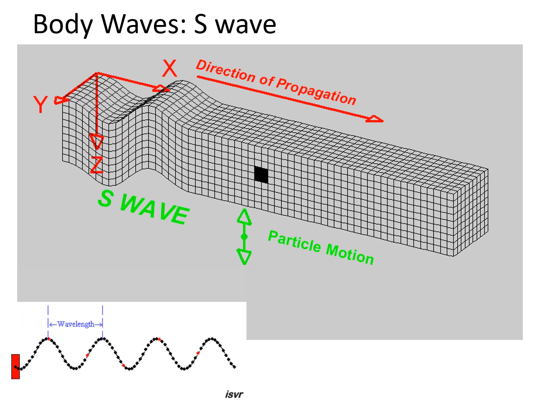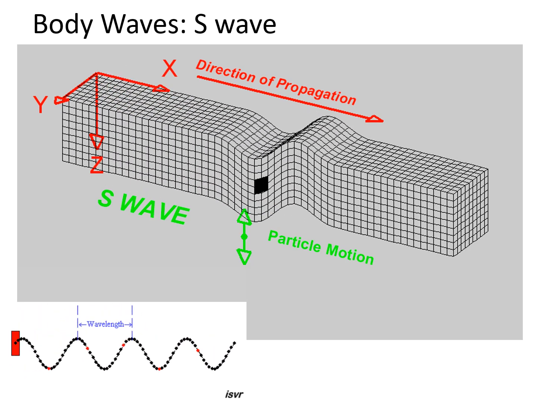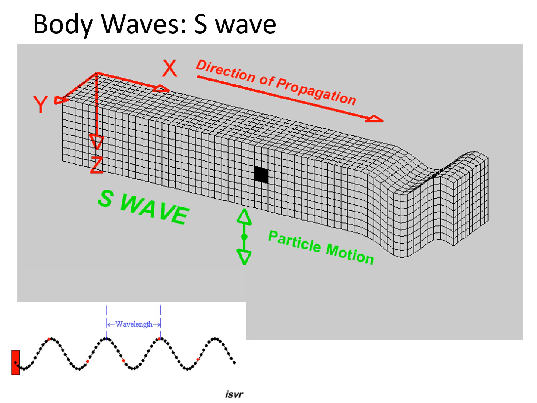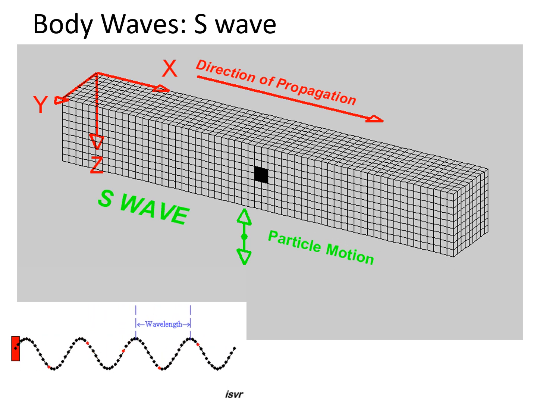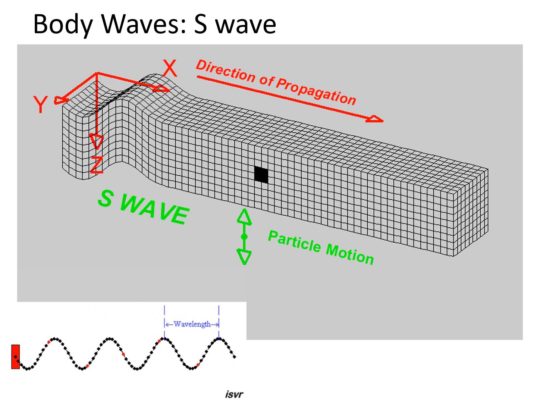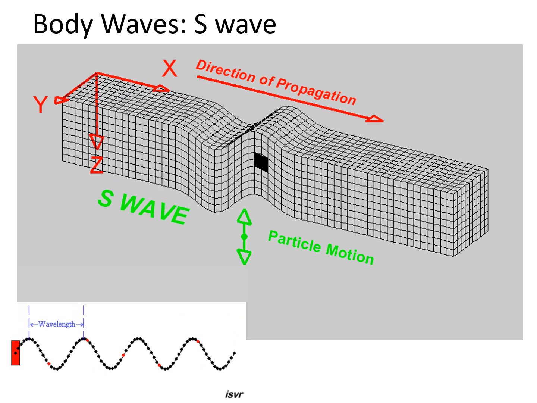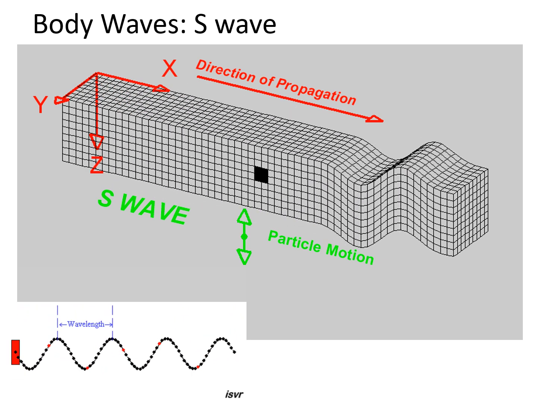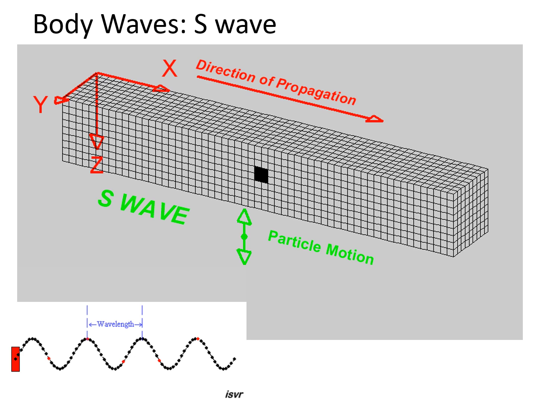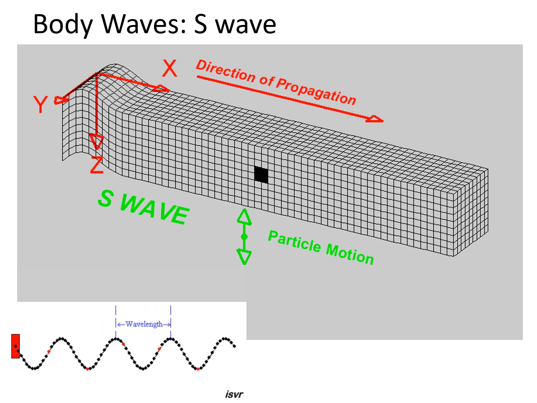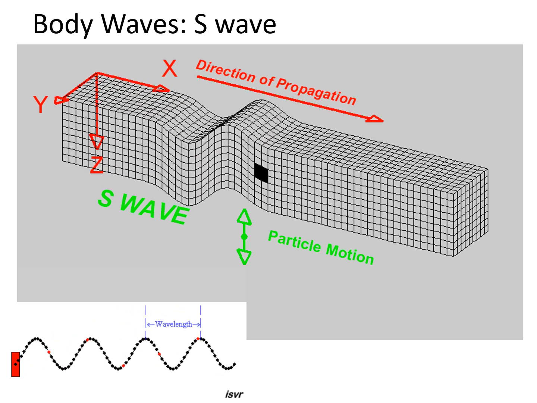The other type of body wave is the secondary, or S wave. It's called the secondary wave because it travels slower than the P wave and therefore arrives later at a recording station. You can also think of the S as referring to shear, because that's the way in which the S wave propagates, as alternating shear in a direction perpendicular to the direction of wave movement.